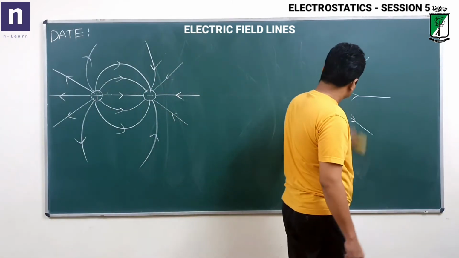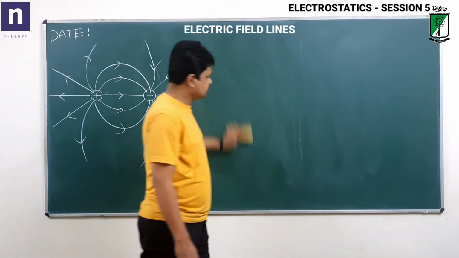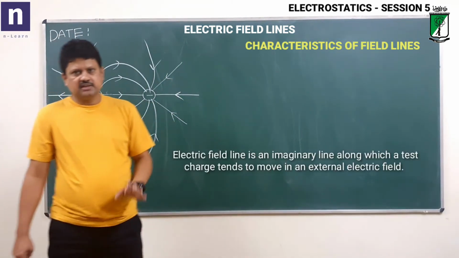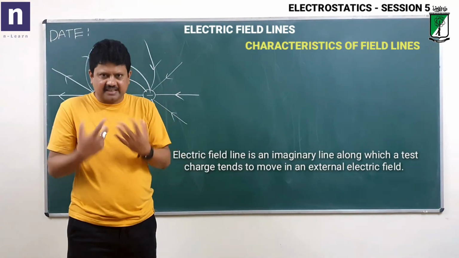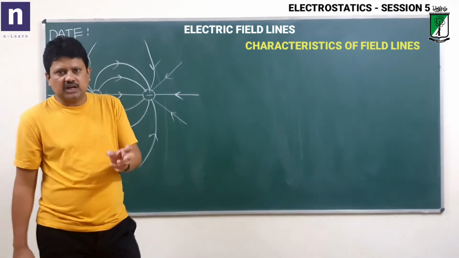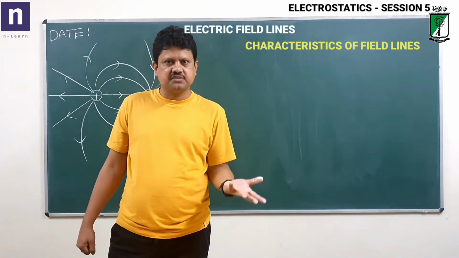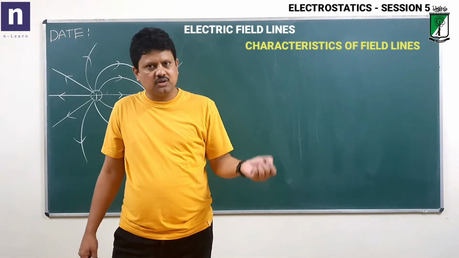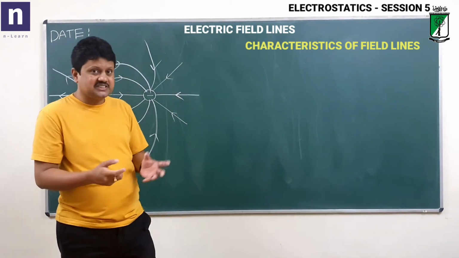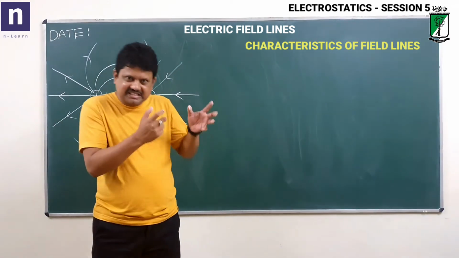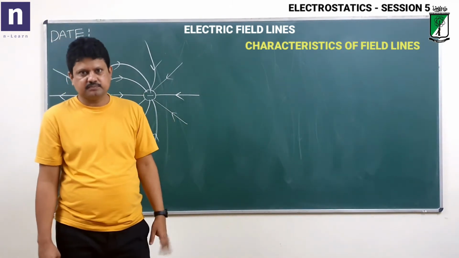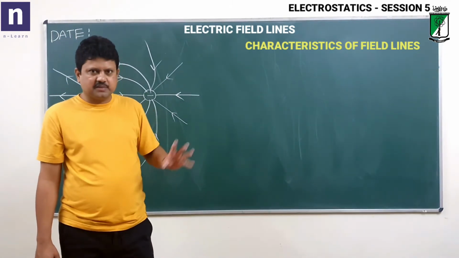Let me just mention in brief the characteristics of field lines. Definition is: electric field line is an imaginary line drawn in an electric field along which a test charge tends to move. Simple. What all electric field lines can give you? Direction of the field they can give at any point, and also strength of the field. And what represents the direction? Of course, the arrow. And what represents the strength of the field? That is the density of field lines. That is number of field lines passing through an unit area at that point, perpendicularly. So in this manner, basic idea you got.